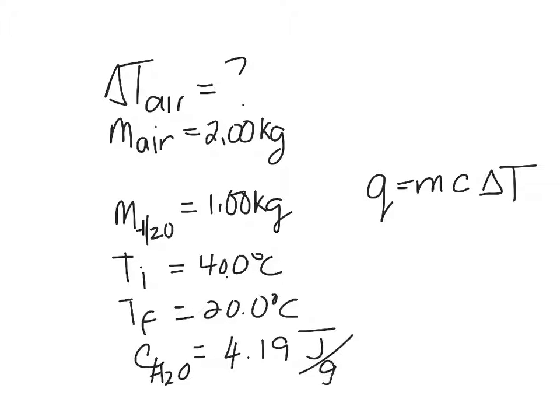Joule, gram, degrees Celsius. So you cannot use 1 kilogram. You have to have the same units as your C. You can either change this to kilojoules, kilograms, or change that to grams. How many grams are in a kilogram? 1,000. So you've got 1,000 grams. Okay?